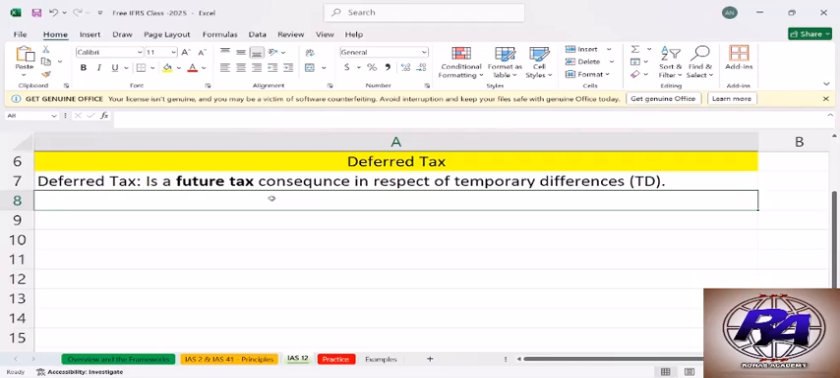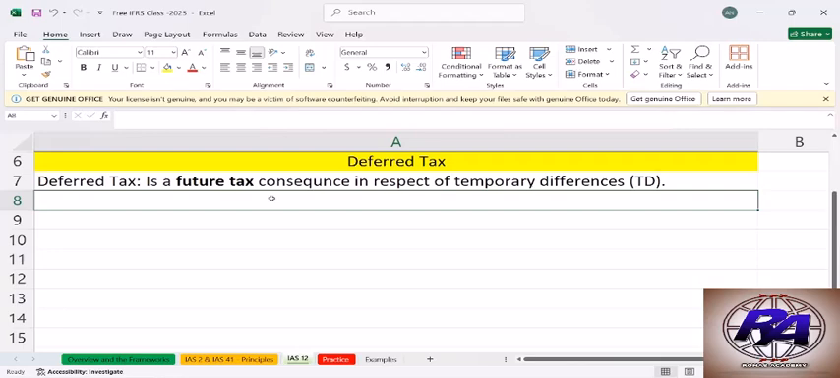Because it's a future tax consequence, and because we are going to enjoy the benefit from the assets today, we are computing deferred tax on it so that at the end of the period, we would have known the full deferred tax on that particular asset. So, like I indicated, it's not an actual tax payment. It's an accounting principle.